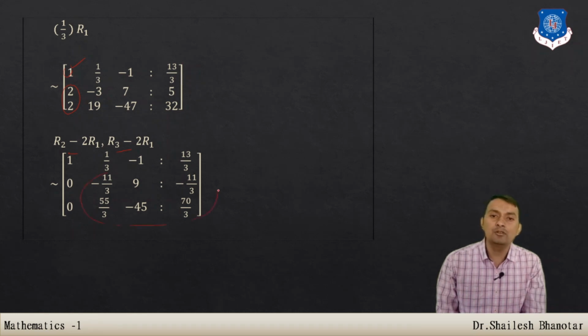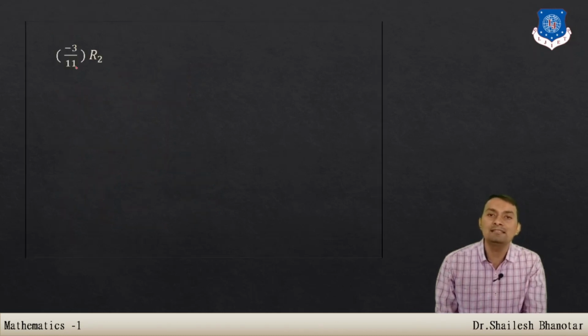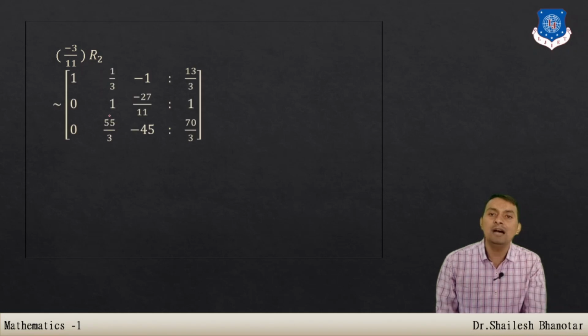After that I'm going to focus on this part. First I want a leading entry 1 here, and for that I multiply the second row by minus 3 by 11, and I get 1 as the leading entry.